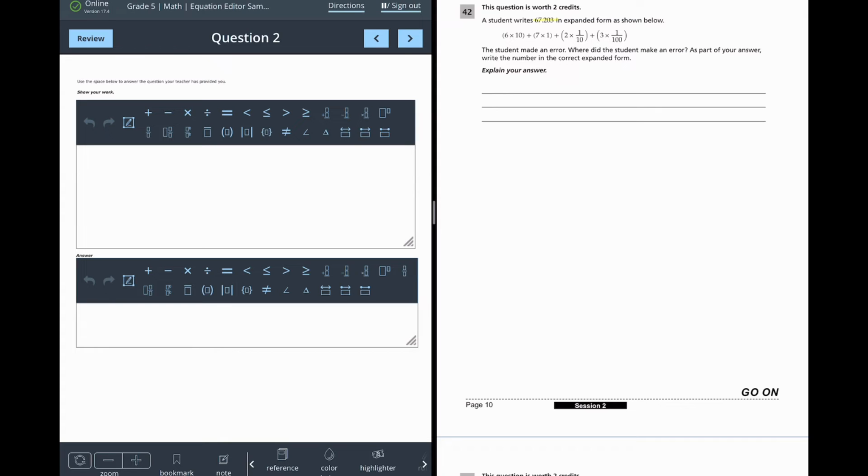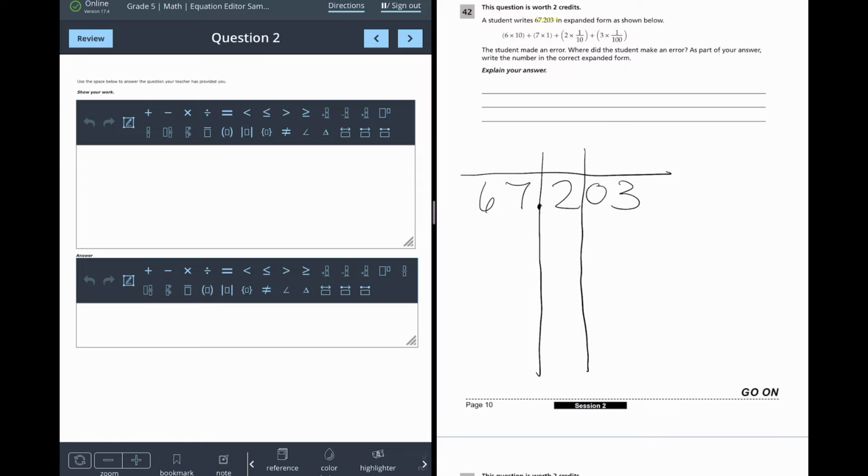How do I know that one? So I like to put my numbers in. The 67 is easy. And here I know I have the tenths place, the hundredths place, and the thousandths place. So that's how I know, because it goes to the thousandths, I know that I have to read this as 203 thousandths. Okay, and here these are just the ones place. Here's just the ones. Here's the tens. Okay, so the student made an error.